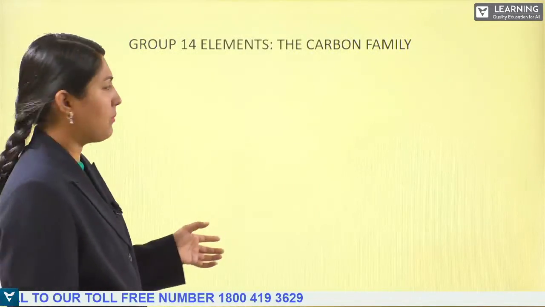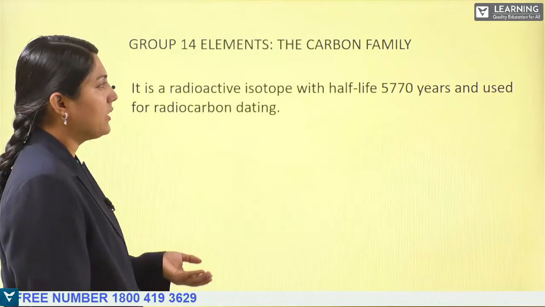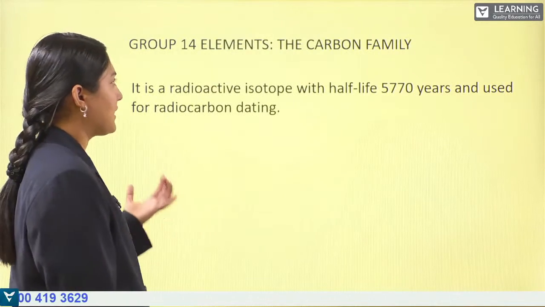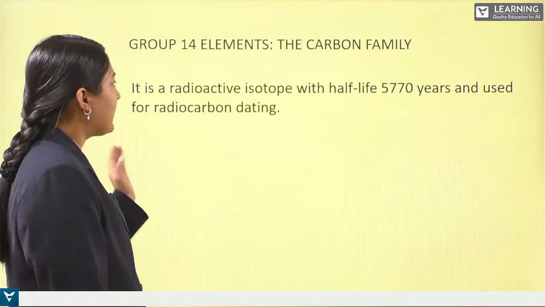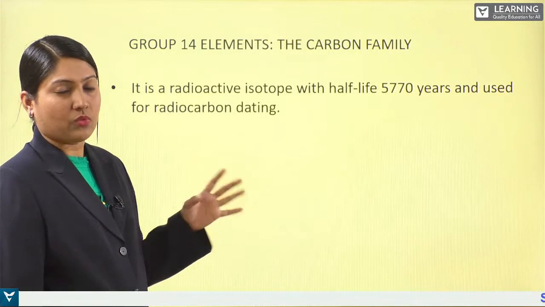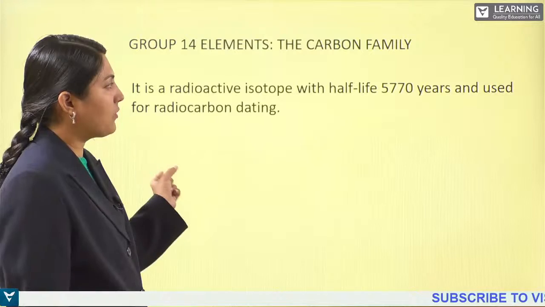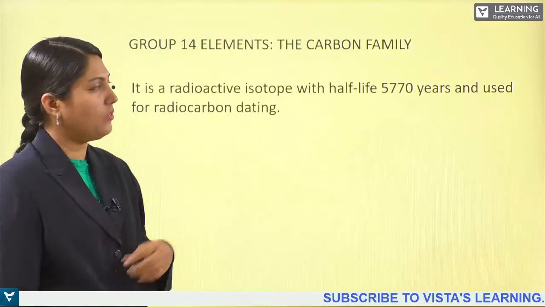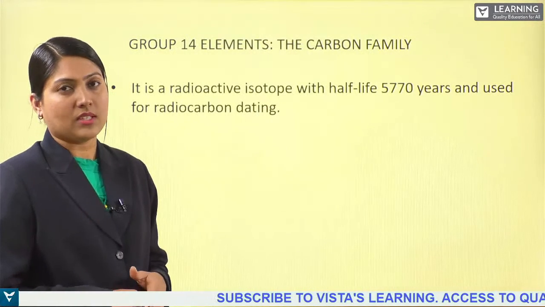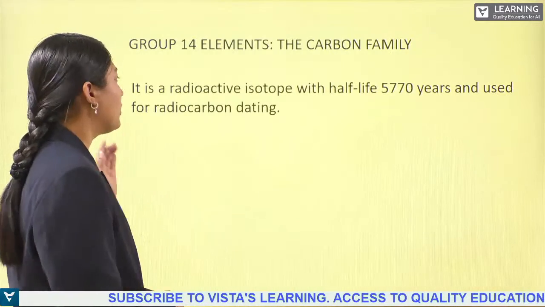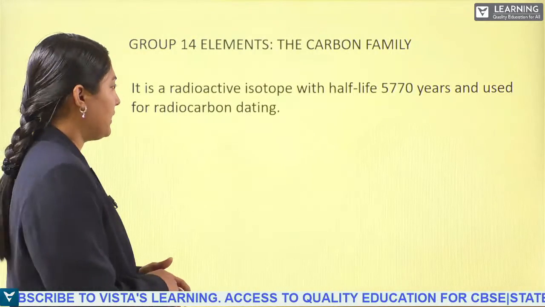So elements of this carbon family, we will now learn still more further things about the carbon family. Carbon-14 is a radioactive isotope, and it has a half-life of 5770 years and is used in radiocarbon dating.